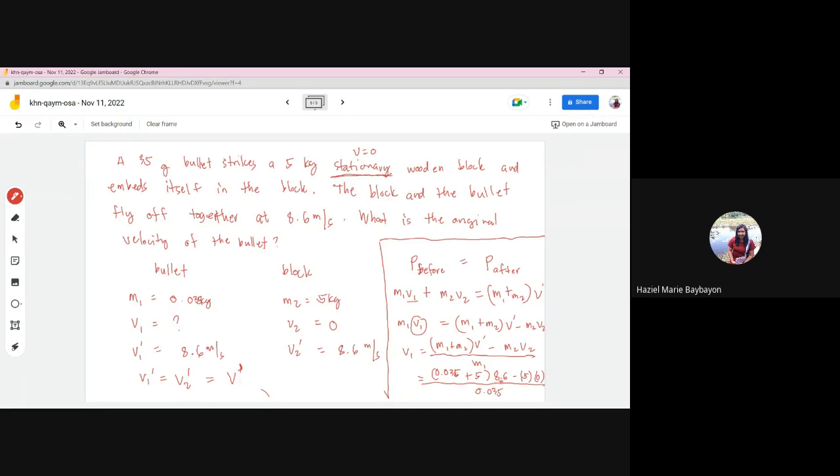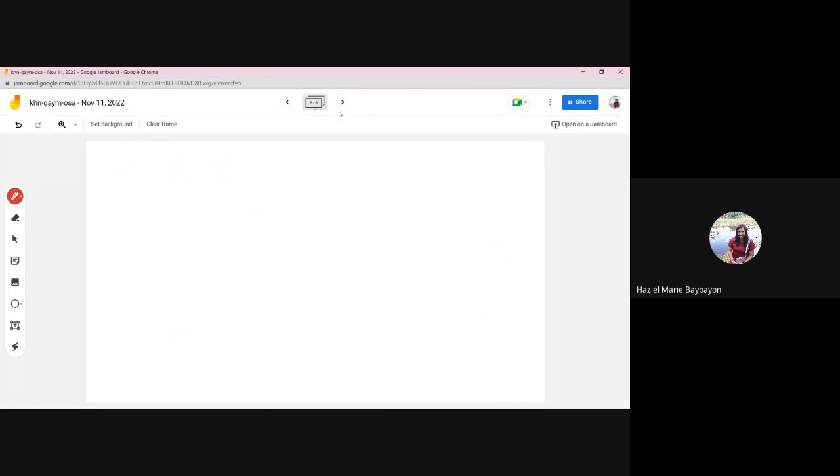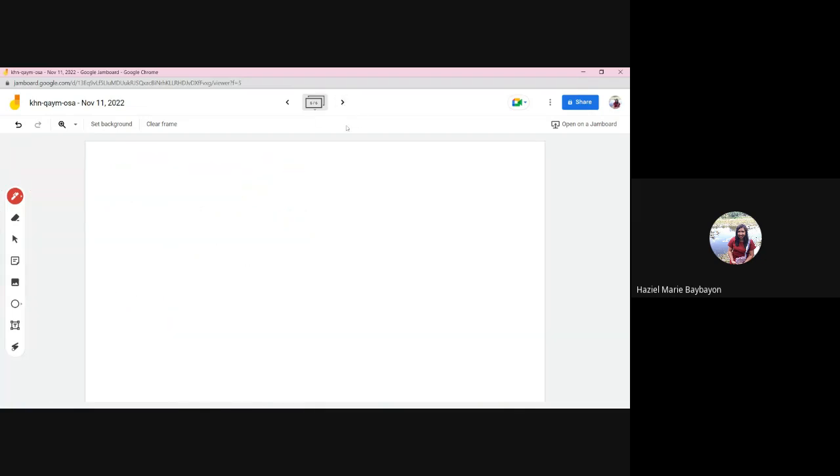You have 8.6 times 5.035 divided by 0.035. Sorry, you're still calculating. Okay, so this is equal to, what is the original velocity of the bullet? Did I get it right? V1 equals 1237.17 meters per second. Is this correct?